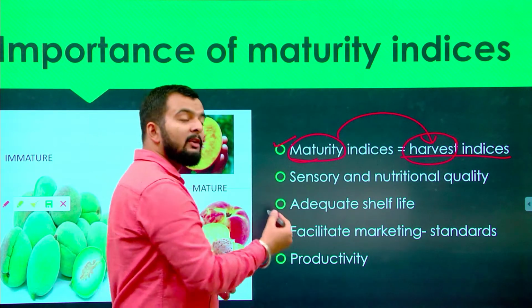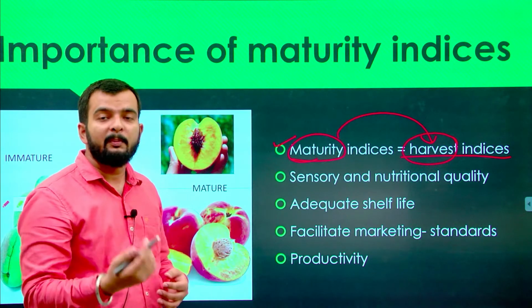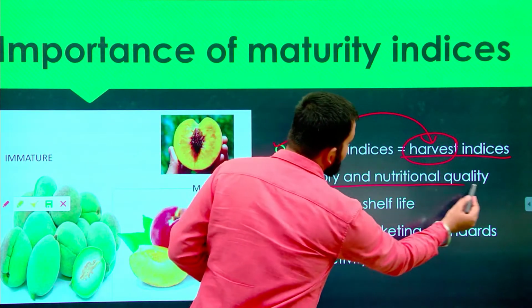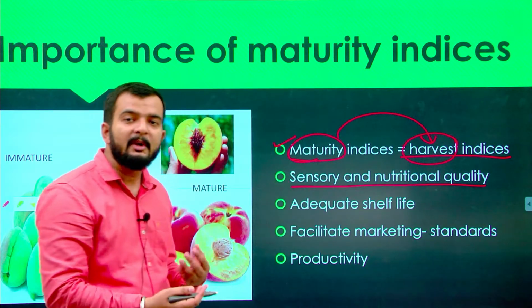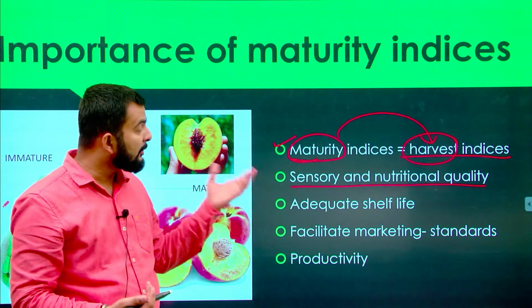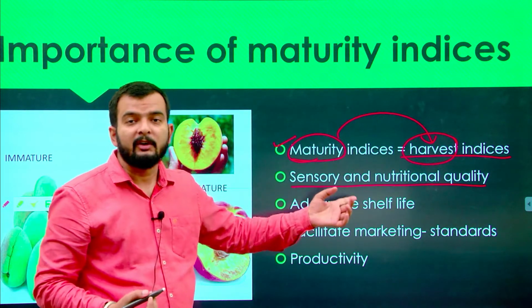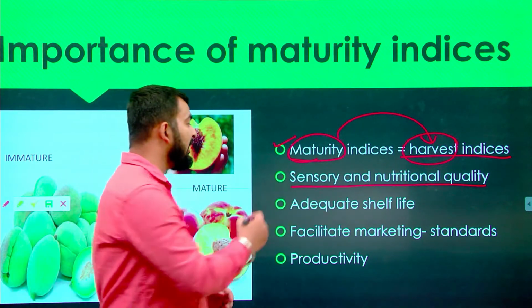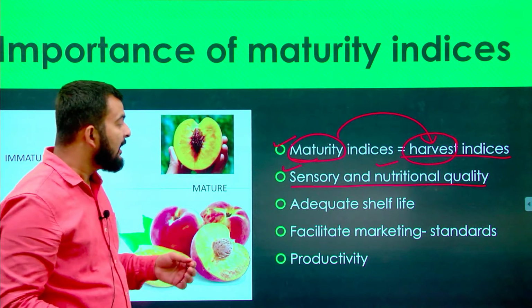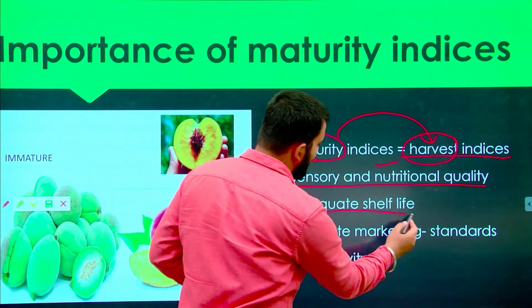Okay, to get a desirable or proper quality and quantity of fruit, you can say. Now, sensory and nutritional quality also depends on the maturity indices or maturity of the fruit. So, if the fruit is properly or adequately mature, only then you will get sensory and nutritional quality in the fruit. Okay.